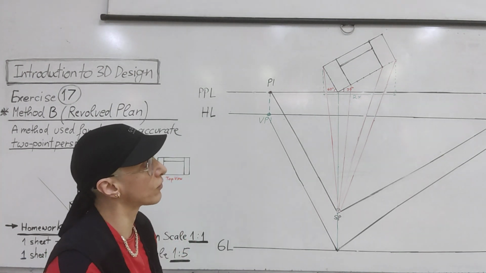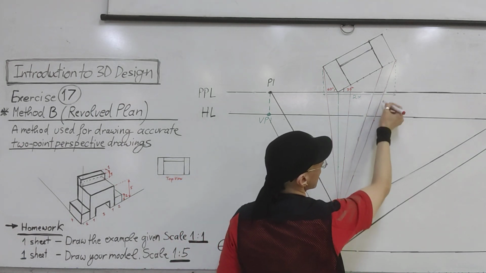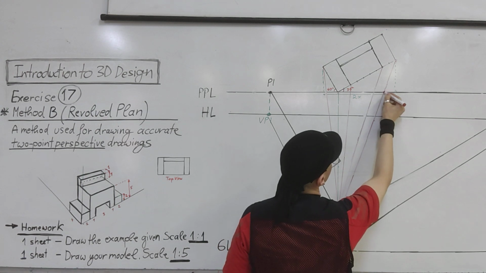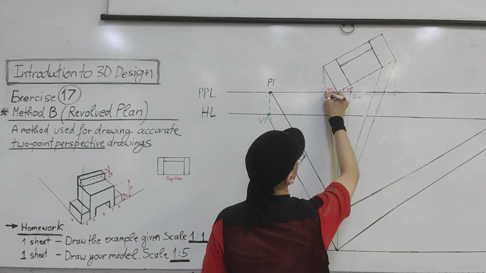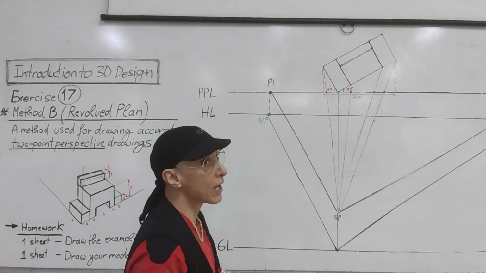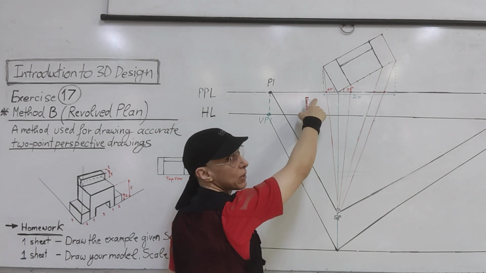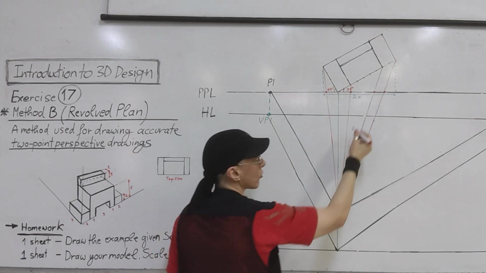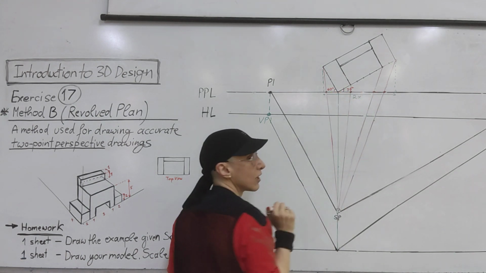What happened when we do that? These lines cross the picture plane line at certain points. Mark them clearly. Be careful, not horizon line, the picture plane line. This is what it's for. So these points, when you take them to the station point, where do they cross the picture plane line? Mark them carefully.